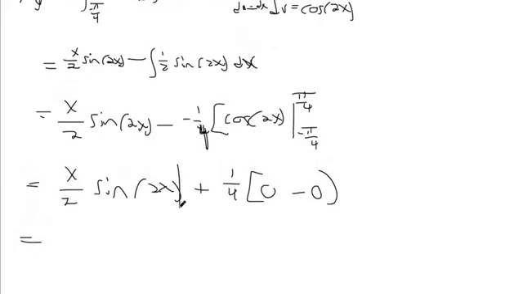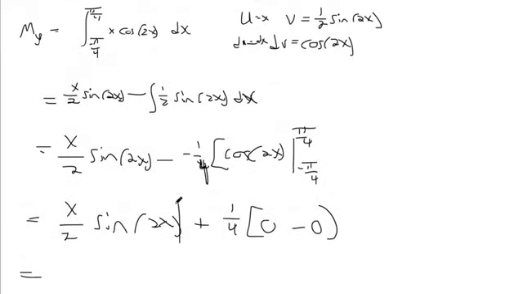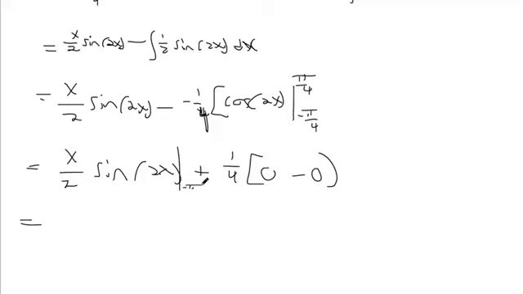Oh, and I forgot to evaluate this one. That was part of our antiderivative. We got to evaluate that from negative pi over 4 to pi over 4. Okay, so if I plug in pi over 4 divided by 2, that's pi over 8. And then sine pi over 2 is 1. And then plug in negative pi over 4, you're going to get negative pi over 8. And then sine of negative pi over 2 is negative 1. Negative times a negative makes a positive, times another negative makes a negative. I get 0 over here.